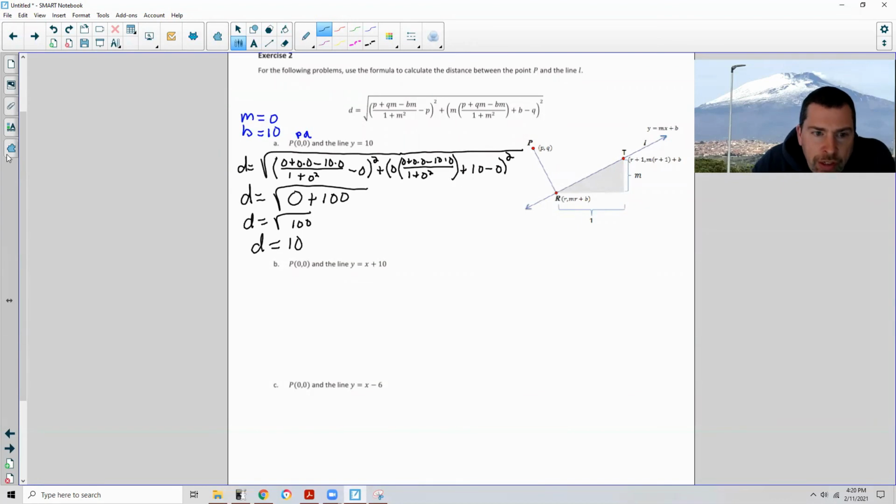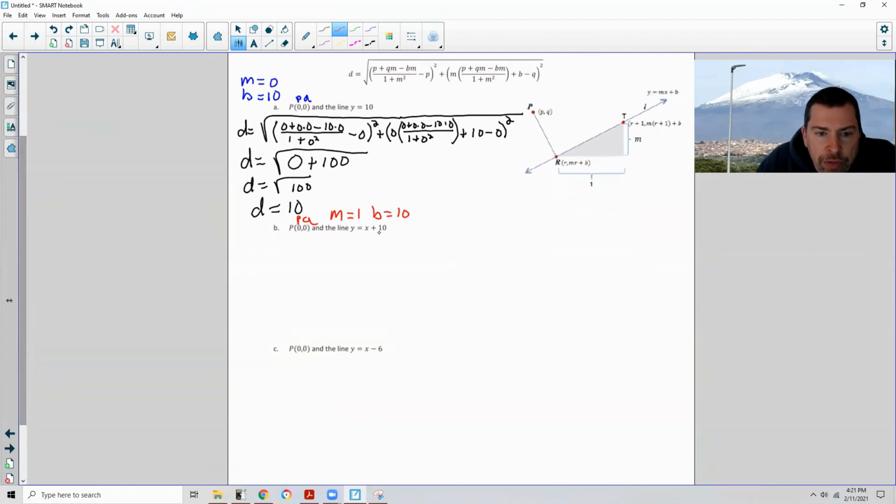But now we're going to do another equation where the P is 0, 0, so that's my P and Q, and the line y equals 1x plus 10. So my m equals 1 and my b equals 10. So I have p, q, m, and b. That's all we need to do this formula. And now we're going to find how far is a point on line y equals x plus 10. That would be a perpendicular to a line going to the origin. That's what we're trying to find here. So it's, again, simply a substitution problem.